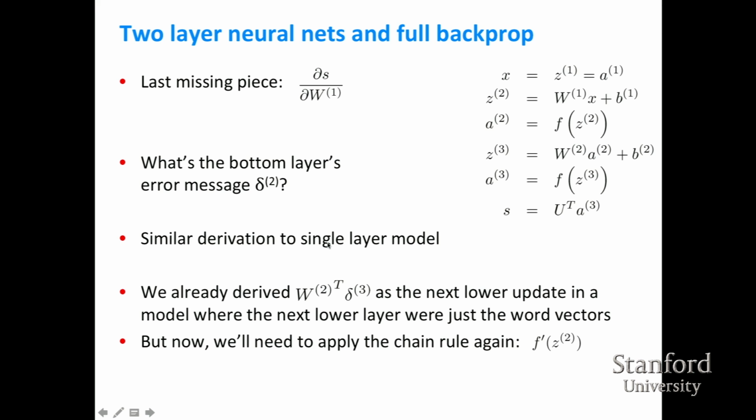It would take a while, and it's kind of repetitive, and it's very, very similar to what we've done in the last lecture. But essentially, we had already arrived at this expression as the next lower update. And in our previous model, that would be the signal that arrives at the word vectors. So our final word vector update was defined this way.